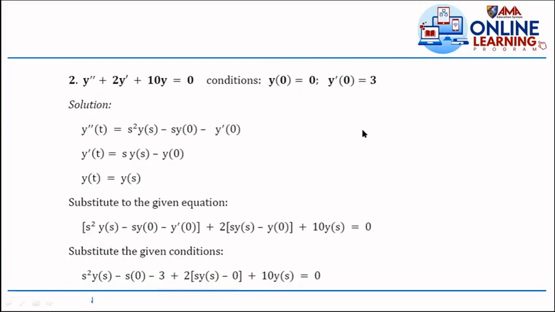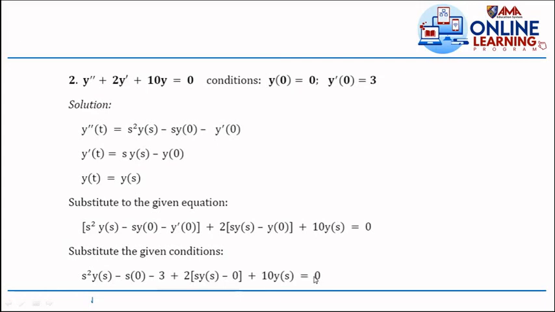Substitution lang po siya base doon sa given condition. Okay? Next, simplifying again. Okay, so s squared Y(s) minus s(0) minus 3 plus 2(sY(s) minus y(0)) plus 10Y(s) is equal to 0. Okay?